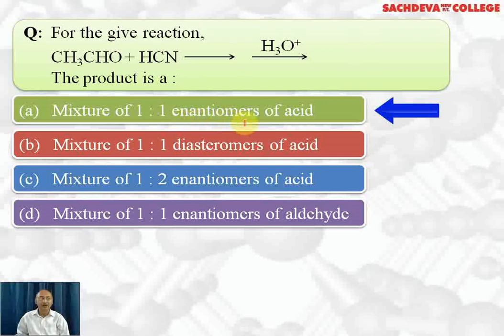Enantiomers are non-superimposable mirror images and they are optically active. But if they are 50-50% each, it means racemization is taking place. Diastereomers are non-mirror images, non-superimposable. A 1:2 ratio of enantiomers is not possible, and an aldehyde cannot be formed because cyanide on hydrolysis will give carboxylic acid. Correct answer is A.